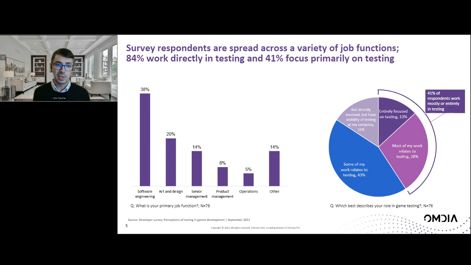So we can see that it is a mixture of people working in different functions at game studios. The leading number are in software engineering, but also a good mix across art and design, PM, senior management, and so on. And as this is mainly focused on the topic of testing, we have predominantly people who are involved in testing to some degree or another. 41% of these respondents are primarily testing people, but we also have people who are a little bit more distant, working in other roles that are only somewhat related to testing at game studios. So we have a little bit of perspective from them as well.